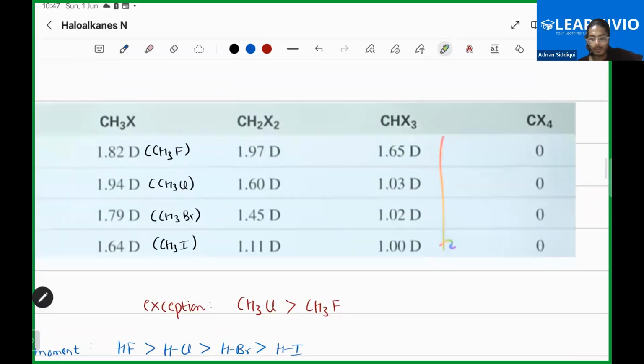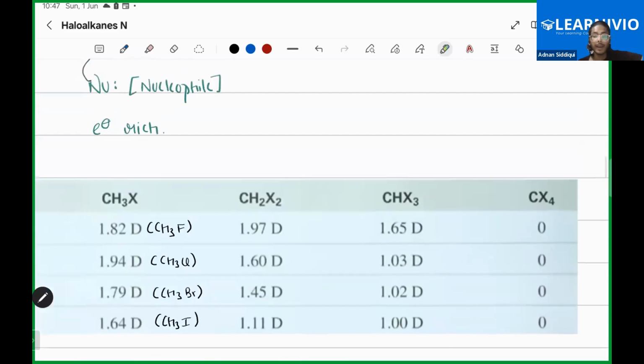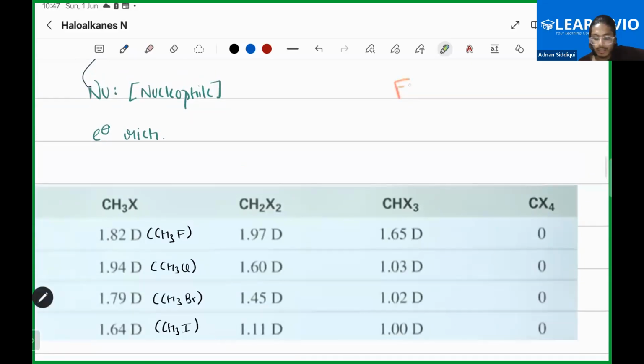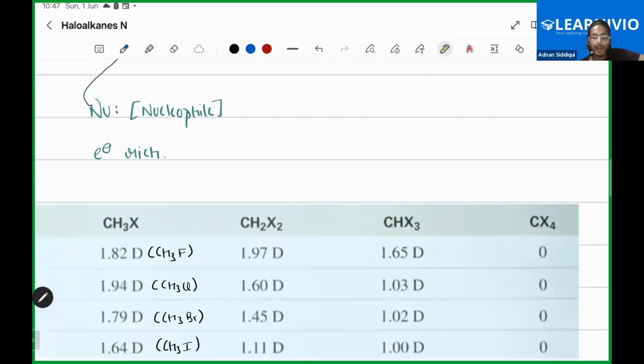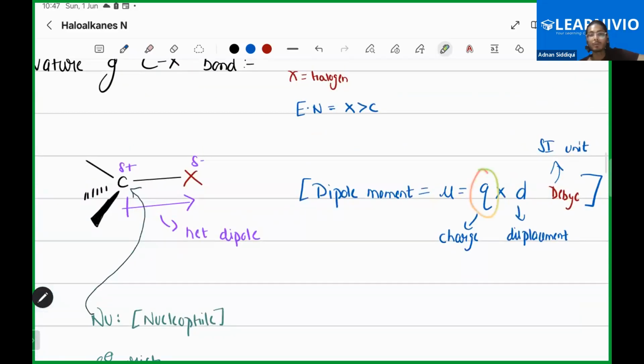So what we are observing here is the dipole moment is decreasing down the group as I am going from CHF3 to CHI3. Why? Because the charge on fluorine is higher than the charge on iodine. As we are moving down the group, the charge is decreasing, and if the charge is decreasing, the dipole moment should also decrease.